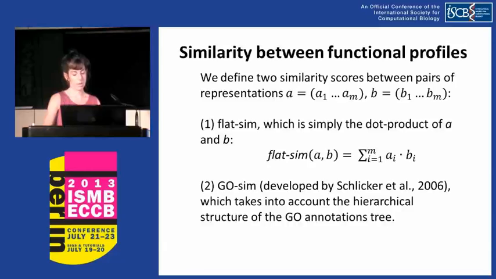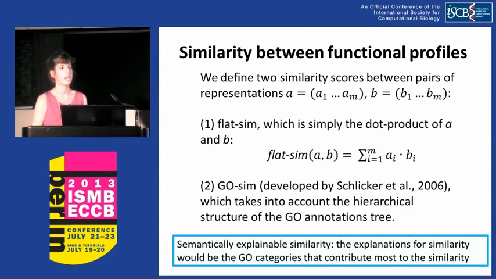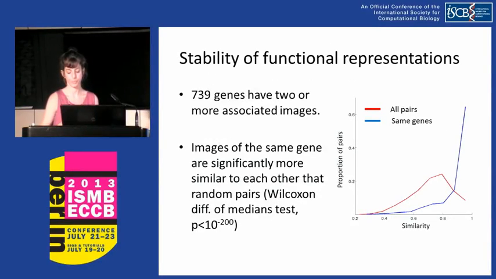So now that we have our two similarity scores, we can use them to look for explainable similarities. The explanations for similarity would simply be, after calculating a similarity for two images, the Go categories that contributed the most to the similarity. So now we have semantic explanations as well.